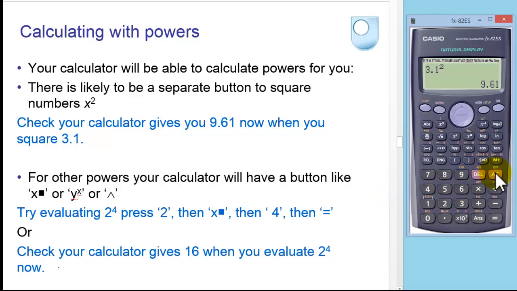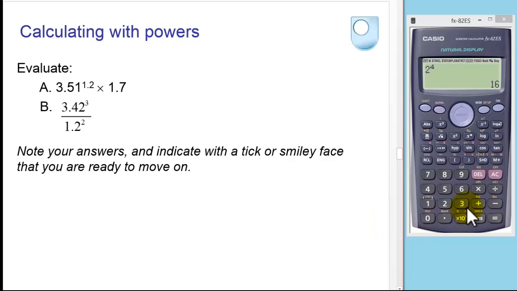It's possible to get other powers by pressing the x to the power of key. So if we want 2 to the power of 4, as shown in the slide, we just press the 2 and the x to the power of key, and then add a 4 and evaluate and get the answer 16. So it's possible to do some calculations of powers. So I've just got a couple of examples here.